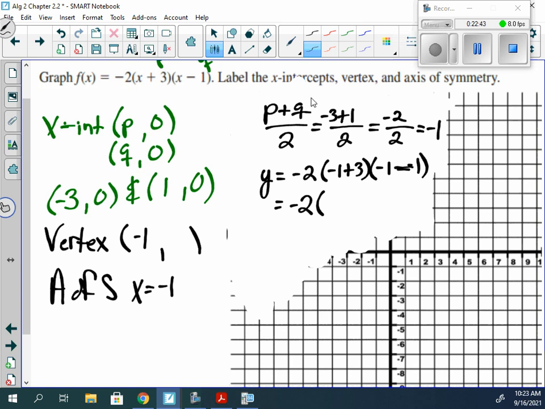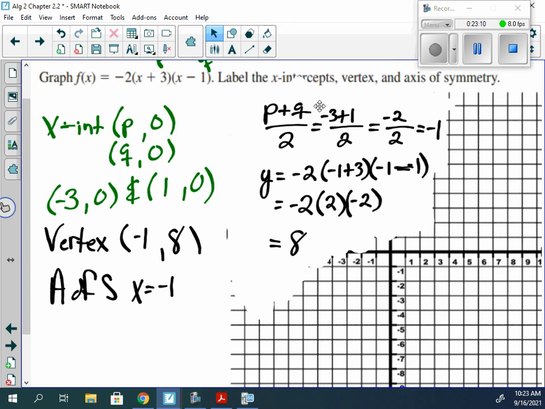Well, negative 1 plus 3 is 2. Negative 1 minus 1 is negative 2. Well, we have a negative times a positive times a negative, so this whole thing will be positive. 2 times 2 is? So the vertex is at negative 1, 8.